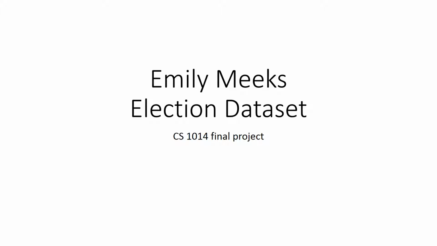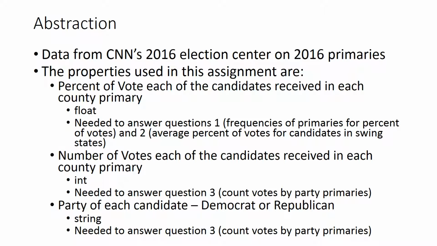My name is Emily Meeks, and I chose the election data set for my project. An abstraction is a simplified set of information properties describing data relevant to specific stakeholders. In this project, I abstracted primary election data from CNN's report of the 2016 Democratic and Republican primaries.